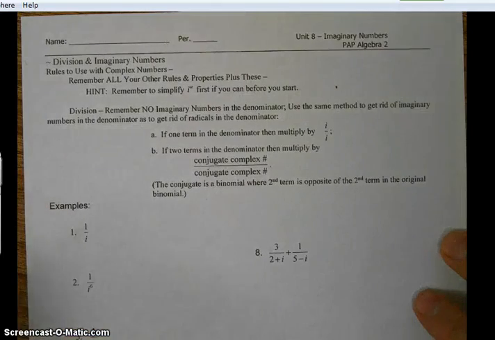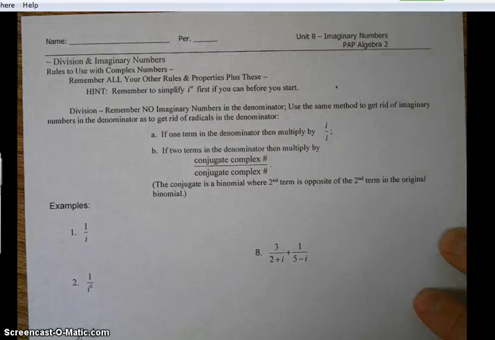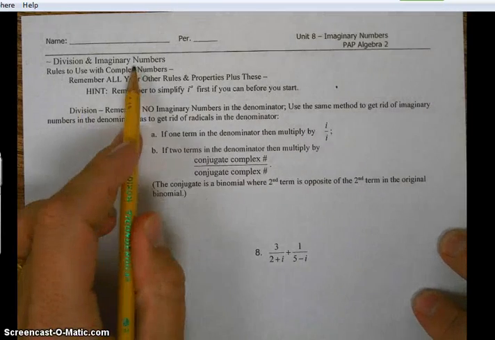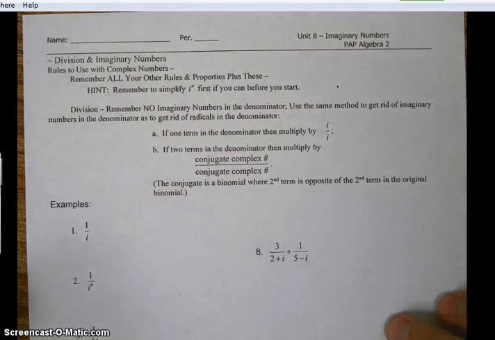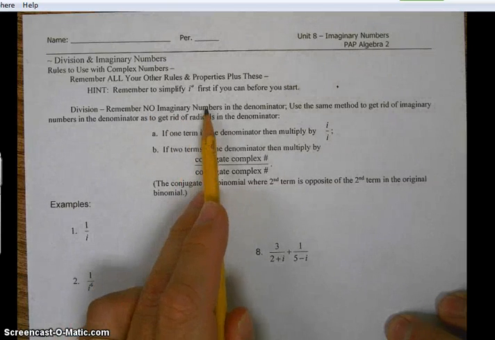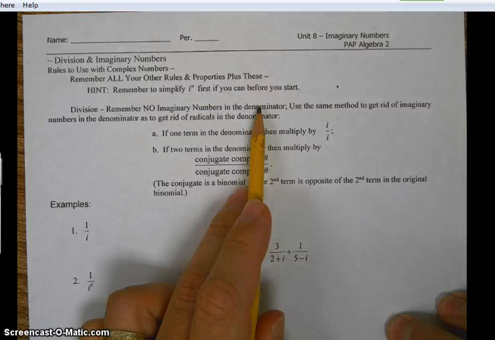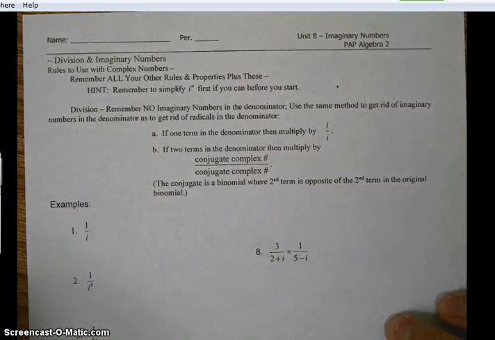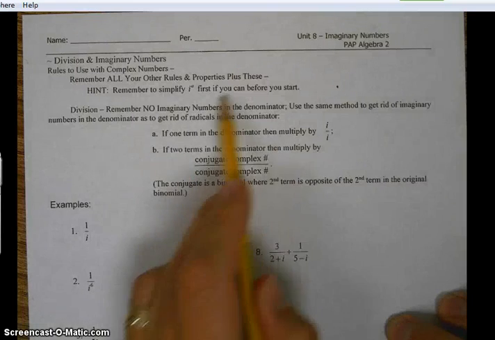Alright guys, good evening. Tonight our video notes are on division and imaginary numbers. So, first of all, what you need to know is that you can have no imaginary numbers in the denominator. So we're going to learn how to get rid of the imaginary number in the denominator. And here are the rules that you can read.